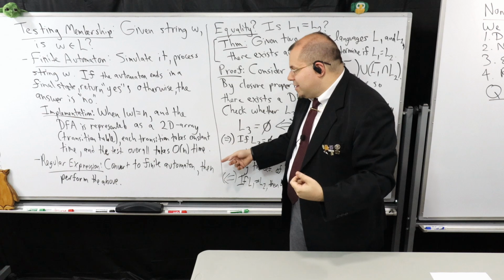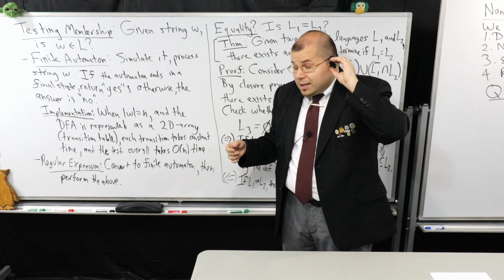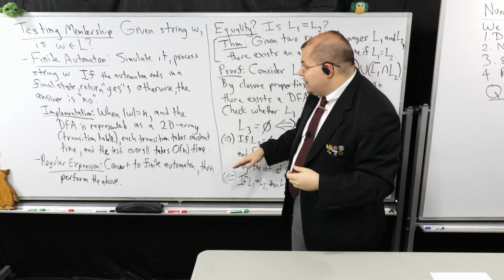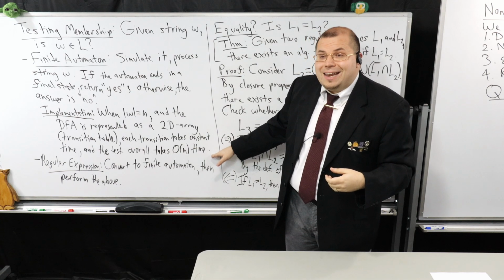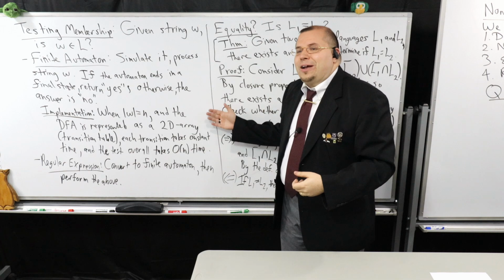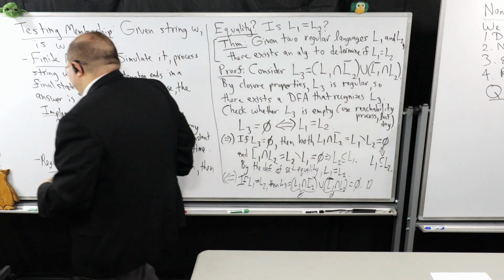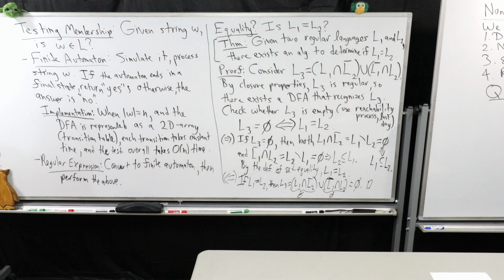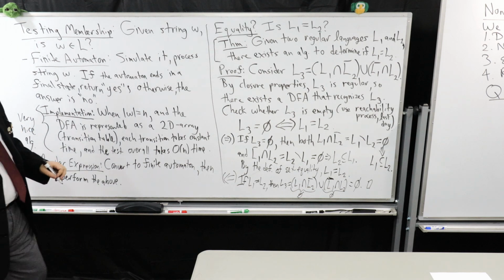Since the length of the string is n, this will take linear time, where n is the length of the string. So this is very fast. This is why people often want to have things like DFAs: DFAs are very simple to represent, and there are also very nice algorithms for doing things with DFAs. So this is a very nice algorithm.